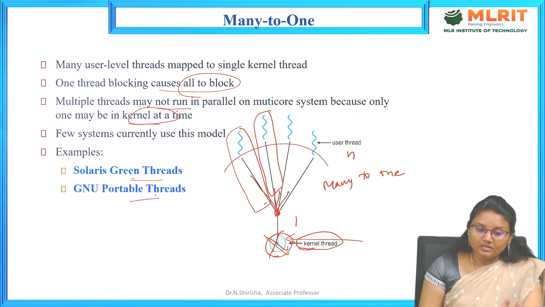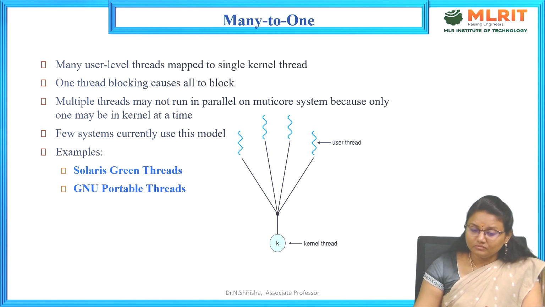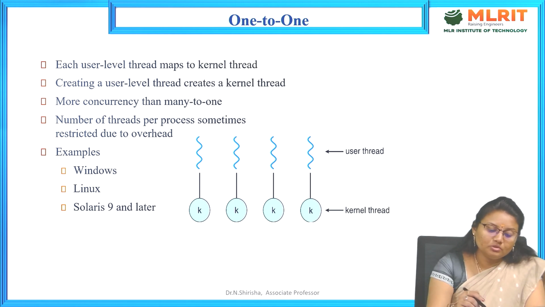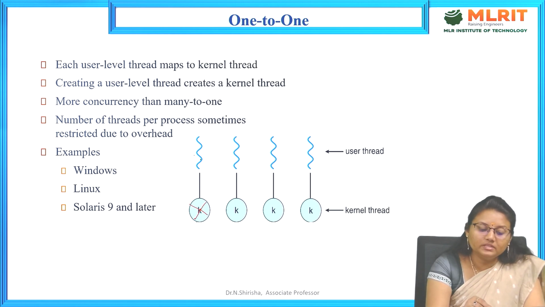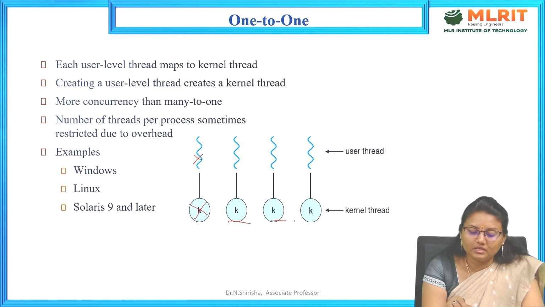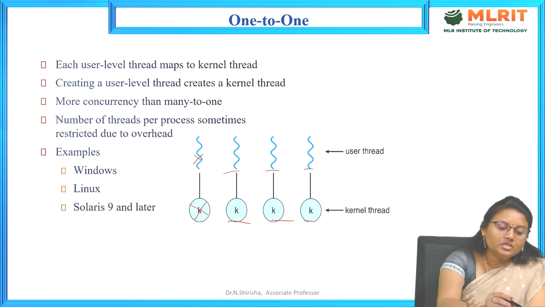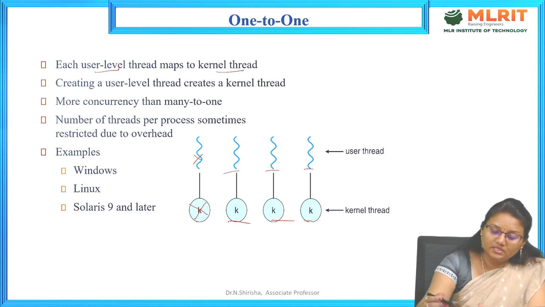And we'll move to one to one, where you have one user thread and one kernel thread. Even though this kernel thread is blocked, only one user thread is blocked here, whereas other kernel threads will execute other user threads. That's the advantage over many to one. The drawback can be overcome in one to one. Each user level thread maps to a kernel thread.